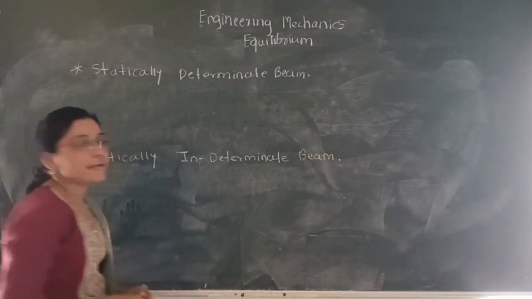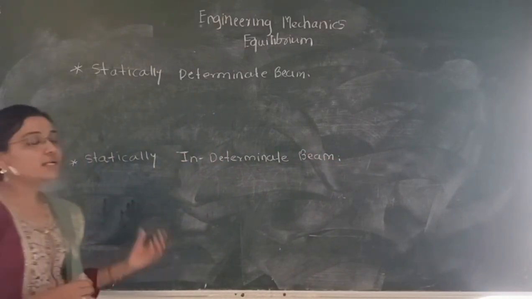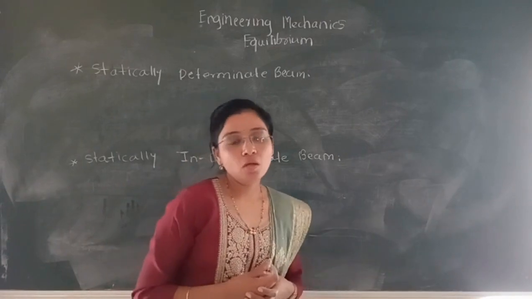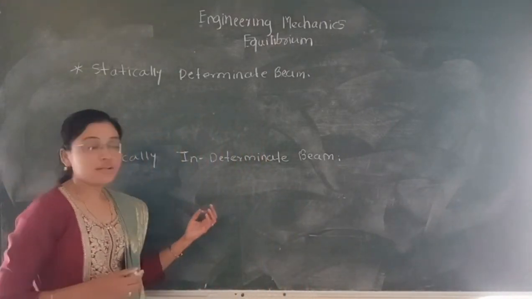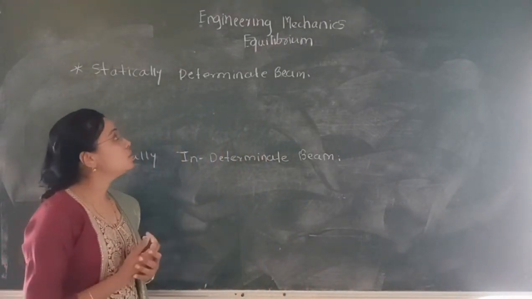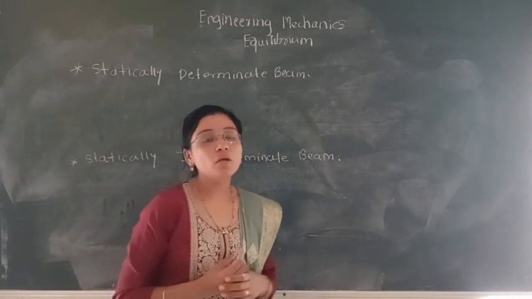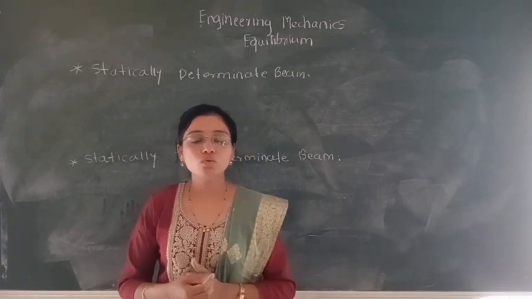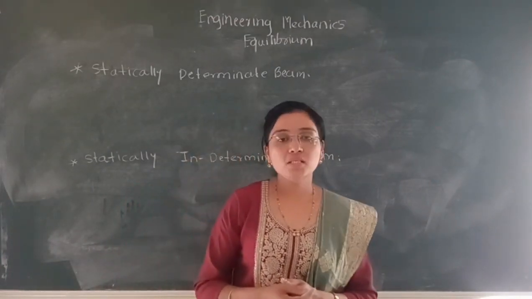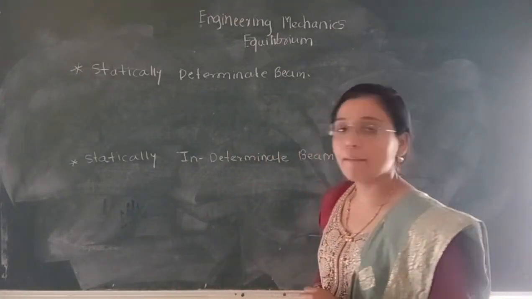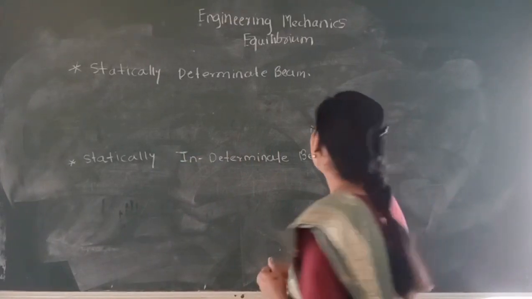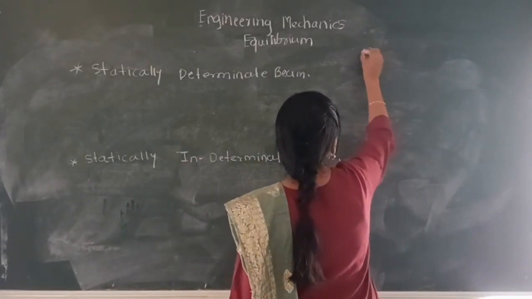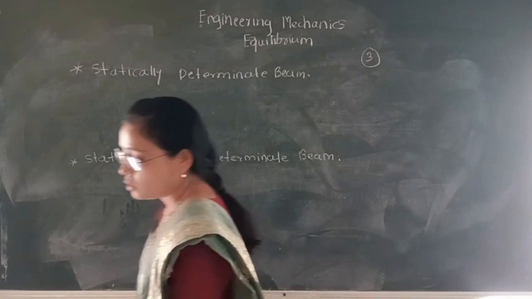So what is a statically determinate beam and a statically indeterminate beam? We know that in engineering mechanics, in the chapter on equilibrium, we use three conditions of equilibrium, that is summation Fx is equal to 0, summation Fy is equal to 0, and summation M is equal to 0. So there are three conditions of equilibrium.